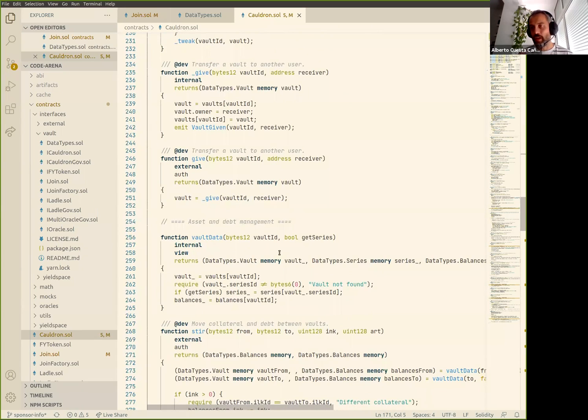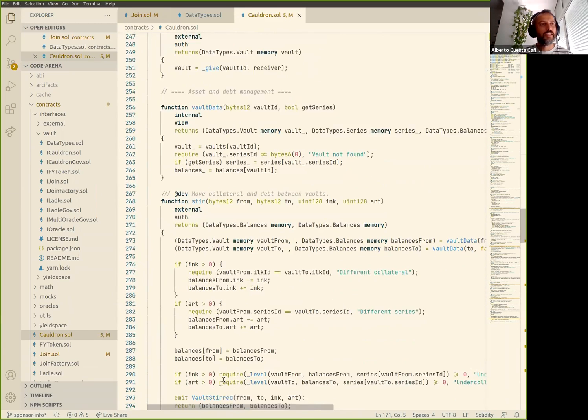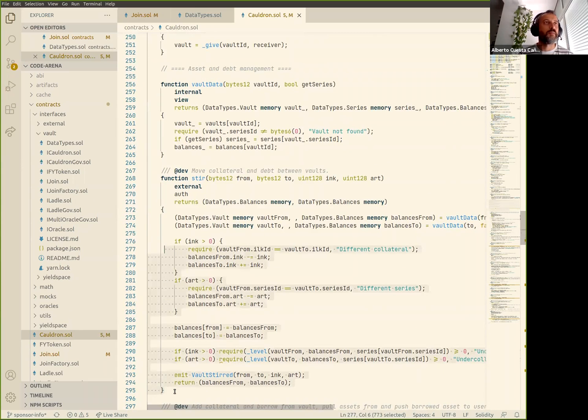And moving into asset and debt management, which is about adding collateral, removing collateral, debt, and so on. The first one is stir. I love the Chinese naming. Stir is a bit of a combination of a few functions in MakerDAO. It basically allows you to move collateral and debt between different vaults. So I can give you my debt. I can give you my collateral, or you can take my debt, because we need to do things with the correct permissioning. If both vaults are mine, then I can move more or less at will, as long as everything remains collateralized.